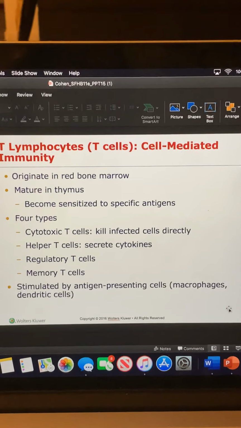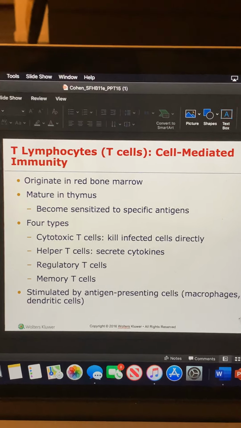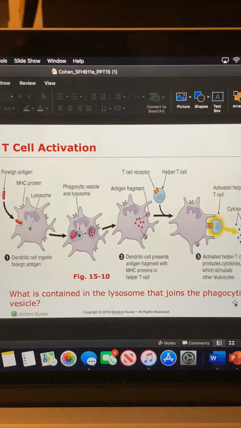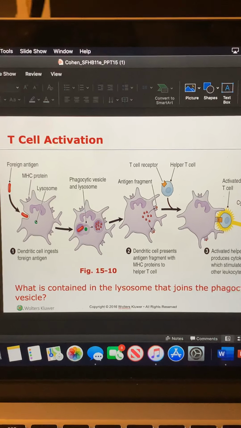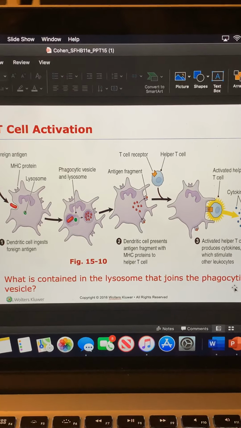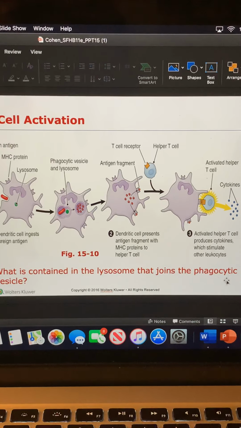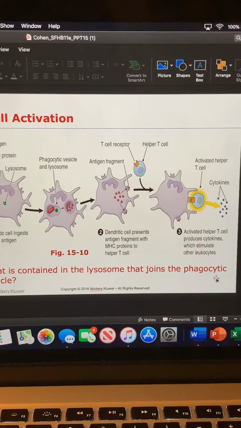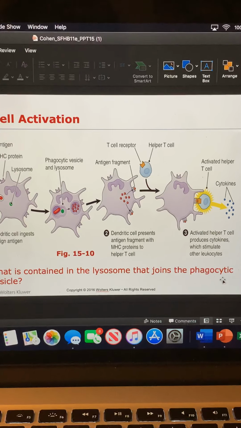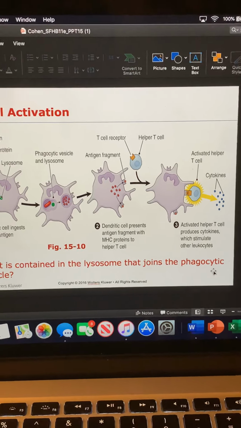They're the ones that show the T cells, hey, we just want you to know that this is happening. So this is how T cell activation works. You've got the dendritic cell that brings in the foreign antigen. Then the phagocytic vesicle and the lysosomes split everything up and chop the antigen into tiny pieces. Then it brings it out and goes, hey, this is what's happening. So the dendritic cell presents the antigen fragment with the MHC to the helper T cells.